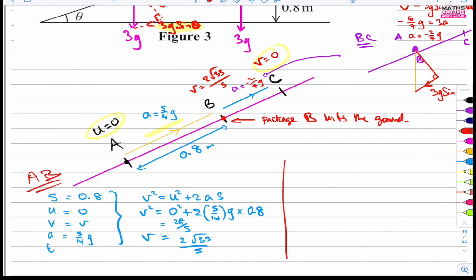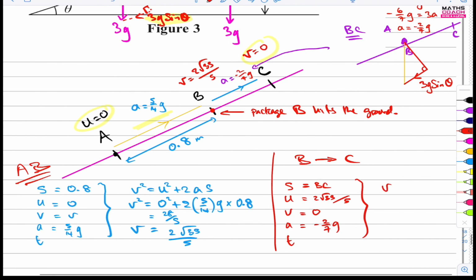Now for the motion from B to C, if we now do SUVAT again, s is the distance we want to work out. That's the distance from B to C. u is now our 2 root 35 over 5. v is 0. a is what we worked out as minus 2 over 7g. And if we sub this into v squared equals u squared plus 2as, v squared is 0. u squared is going to be 28 over 5.